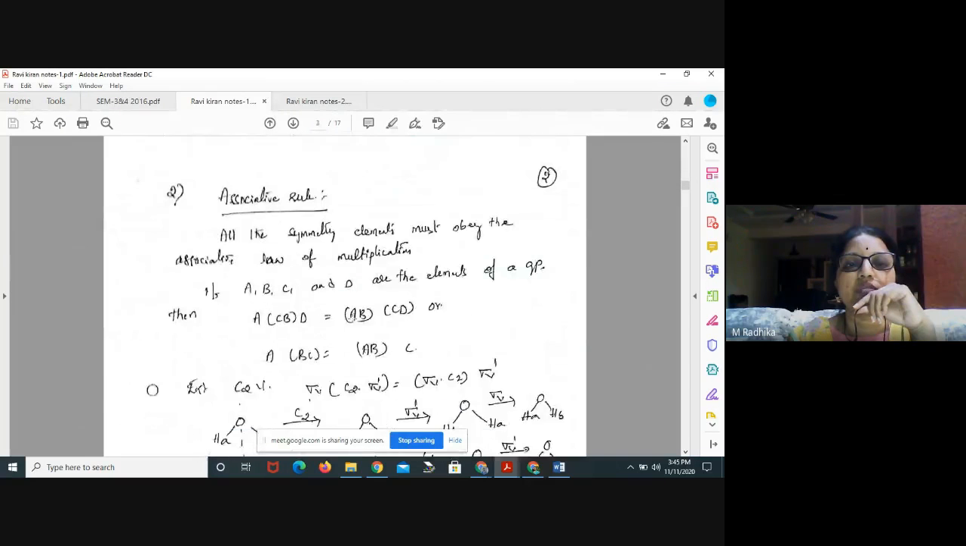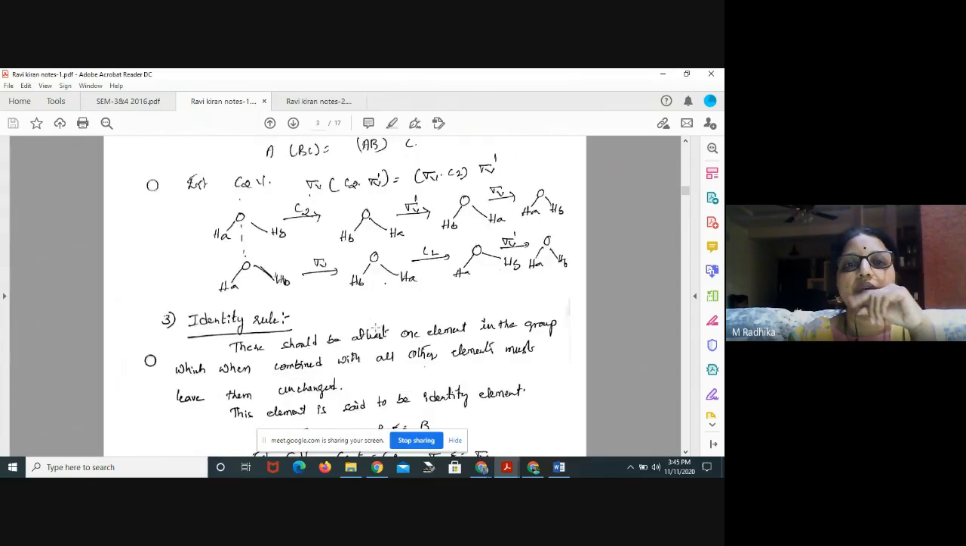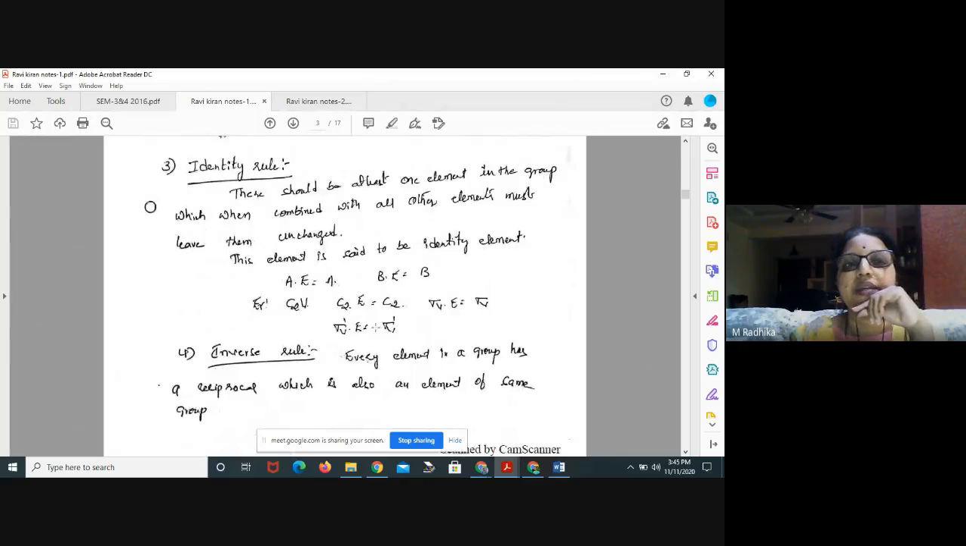One more is the associative rule. That is, whichever way you do association, you should be getting the same answer. That is, either you associate A and B, or C and D, or B and C, the resultant should be the same. Here they have given an example. Identity rule is, if I do the product with the identity, whatever element is there, the same element will come. That is the identity.